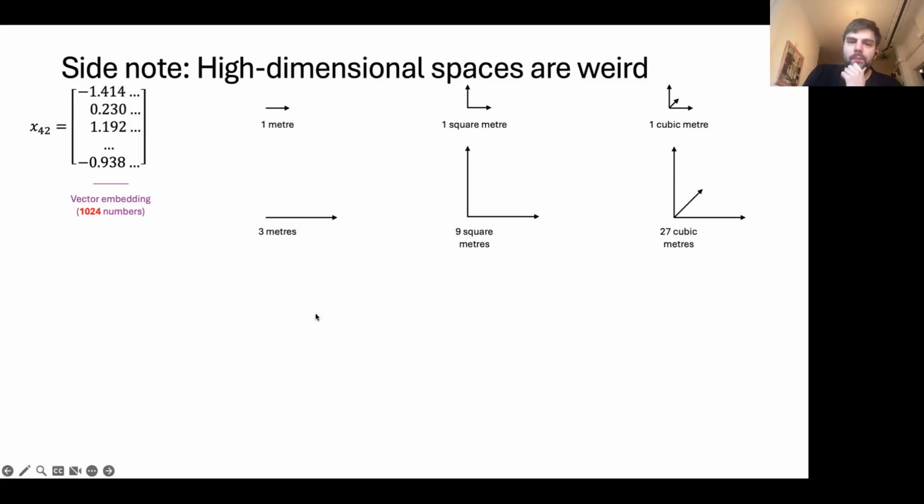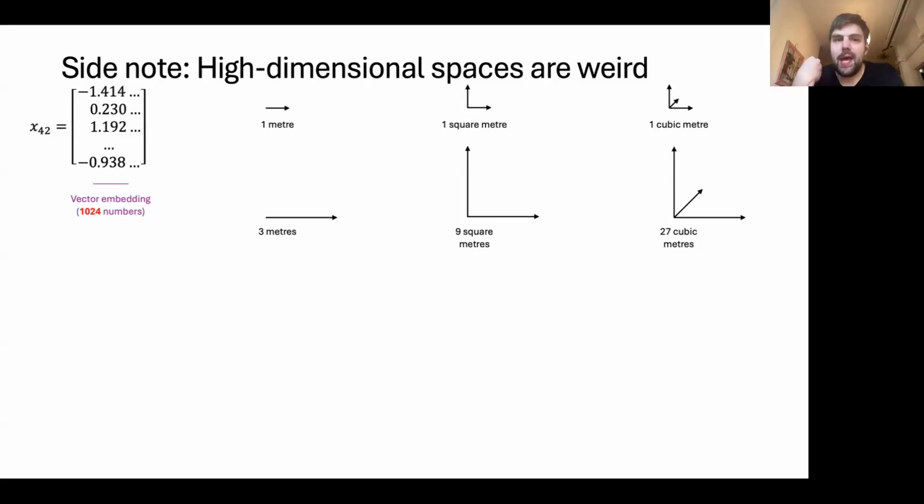So like, in 1 dimension, 1 meter, if we scale it up by a factor of 3, we have 3 meters. In 2 dimensions, if we have a square meter and we scale it up by a factor of 3, we now have 9 square meters. And in 3 dimensions, if we scale it up by a factor of 3, we have 27 cubic meters.